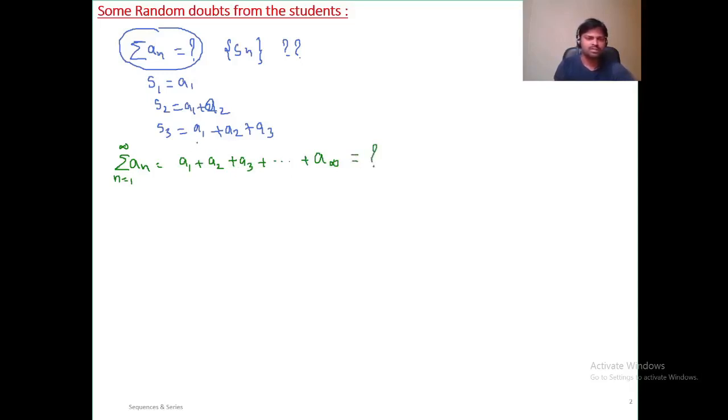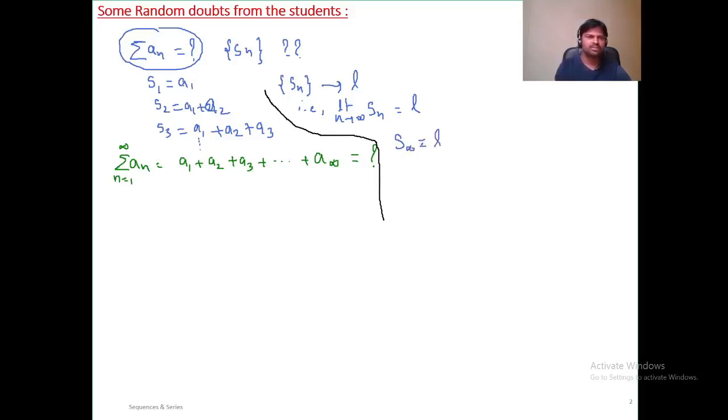Now if I generate my sequence like this, this is the sequence of nth partial sums. If I say this sequence converges to some L, what does it mean? That is, the limit as n tends to infinity of S_n is L. Listen carefully: that means S infinity is equal to L. What is meant by S infinity?